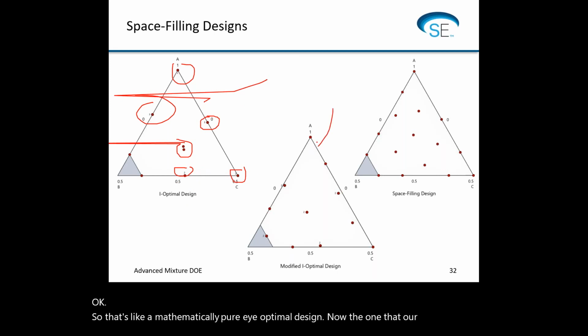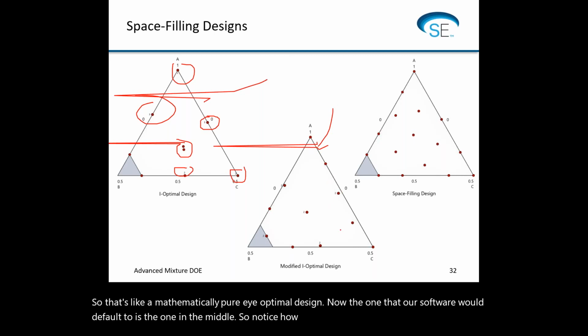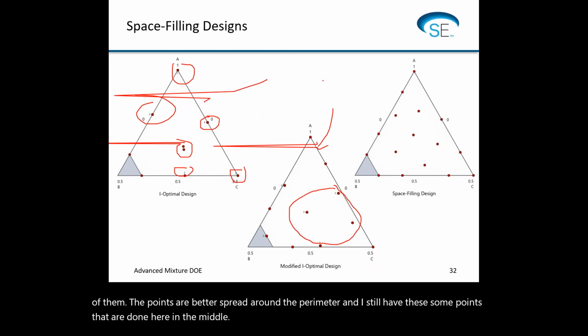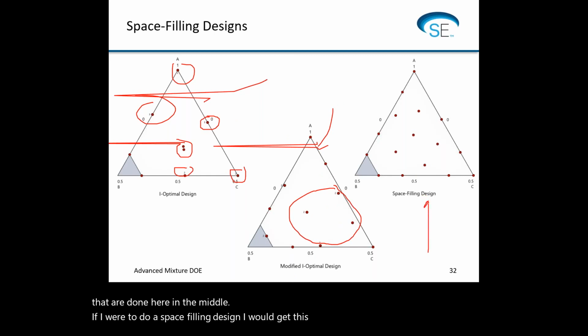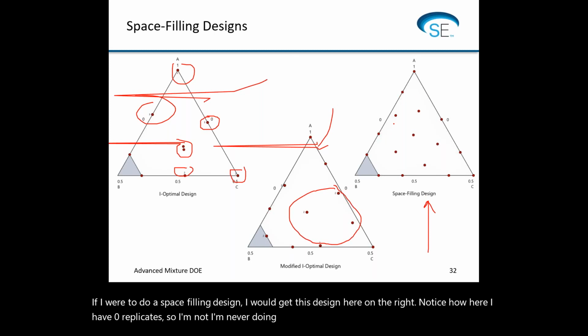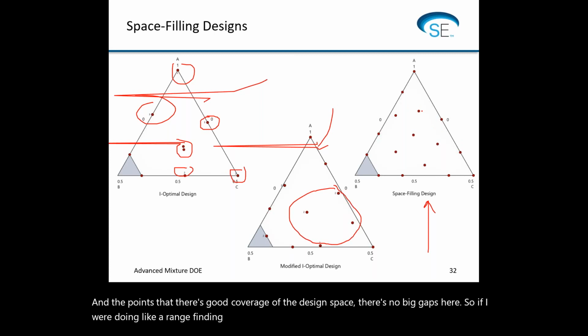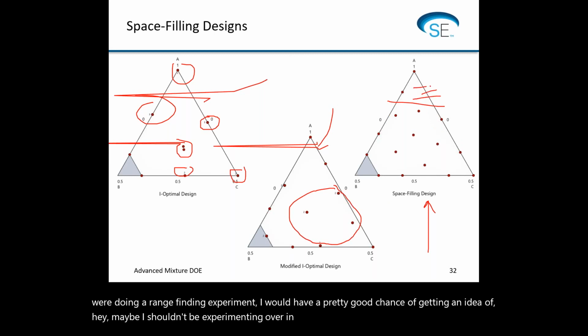Now the one that our software would default to is the one in the middle. Notice how there are fewer replicates, exactly 5 of them. The points are better spread around the perimeter, and I still have some points here in the middle. If I were to do a space filling design, I would get this design here on the right. Notice I have 0 replicates, so I'm never doing a run more than 1 time. And there's good coverage of the design space. There are no big gaps here. So if I were doing a range finding experiment, I would have a pretty good chance of getting an idea that maybe I shouldn't be experimenting over in this upper triangle here.